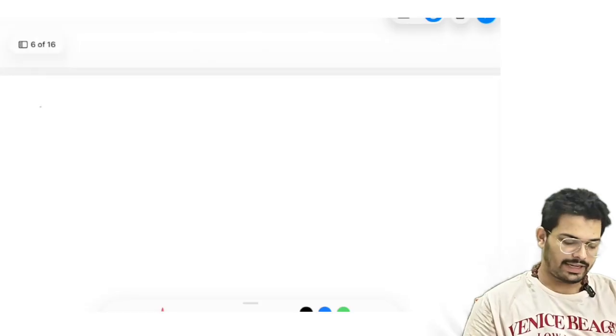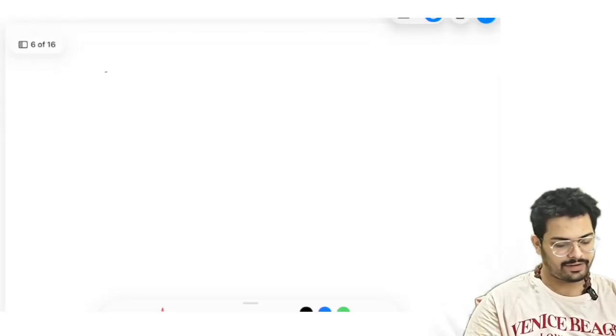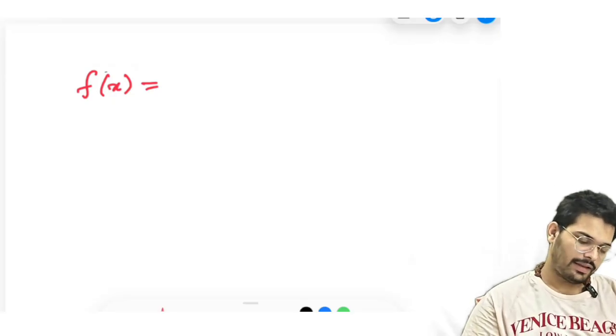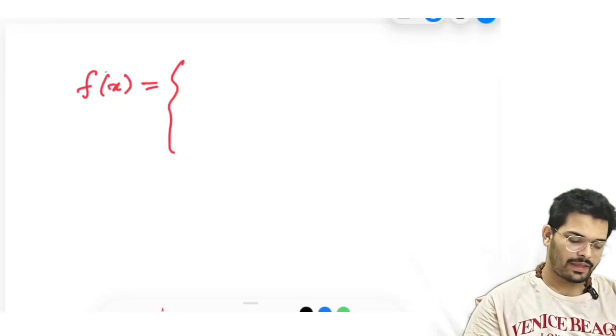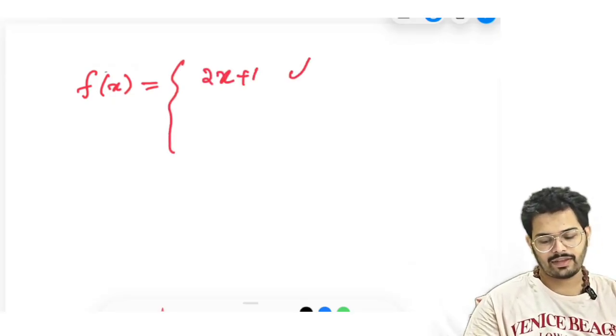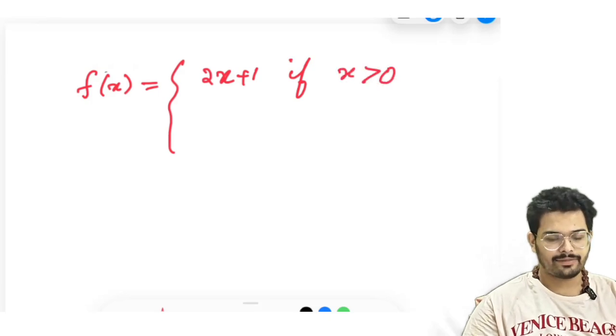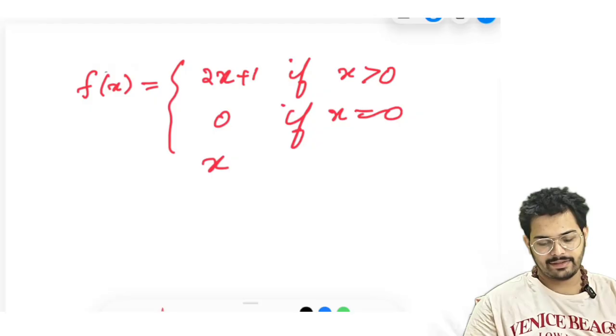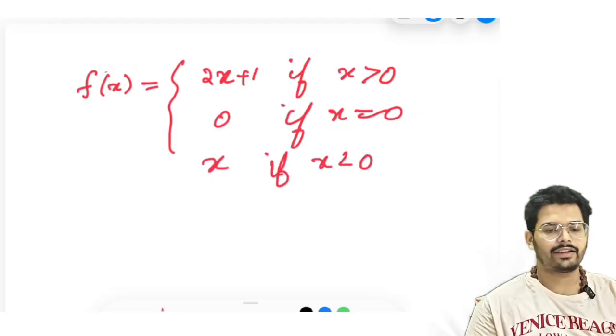Now we can discuss with an example. For example, I am taking a function f of x equal to 2x plus 1 if x is a positive number, 0 if x equals 0, and simply x if x is a negative number.